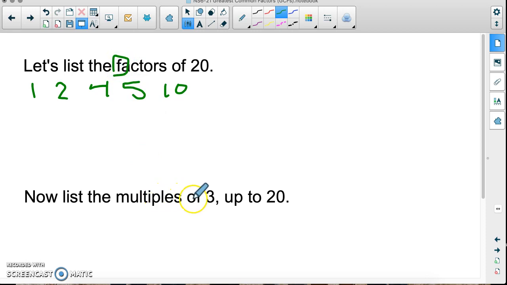Now we're going to list the multiples of 3 up to the number 20. So multiples of 3, you're going to be skip counting all the way till we get to 20. So 0, 3, 6, 9, 12, 15, 18. I can't go any higher because then I would go over 20 and I only want to go to 20. So are any of the numbers here both a factor of 20 and a multiple of 3? Do any of these numbers show up in the same lists? No.